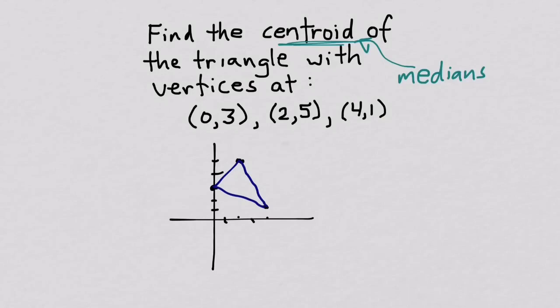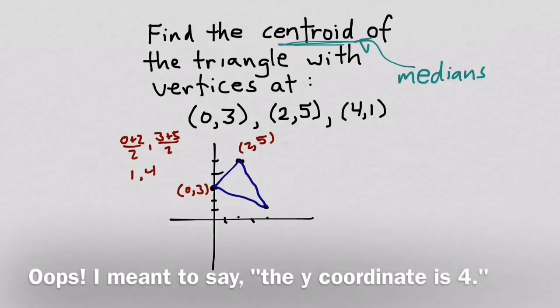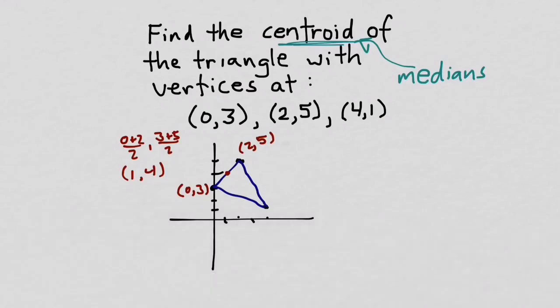Now, you may recall that medians connect the midpoint of one side to the opposite vertex. Since we have coordinates, we can use those coordinates to find midpoints. The coordinate here we just said is 0, 3, and up here we have 2, 5. So the midpoint is going to be the average of those coordinates. So 0 plus 2 divided by 2 is going to give us the x-coordinate of 1 for the midpoint, and 3 plus 5 divided by 2 gives us a y-coordinate of 4. So the midpoint of this side has coordinates 1, 4. And then the median connects that to the opposite vertex.